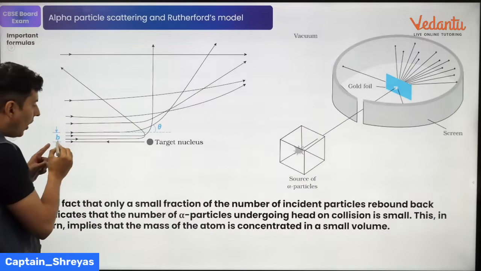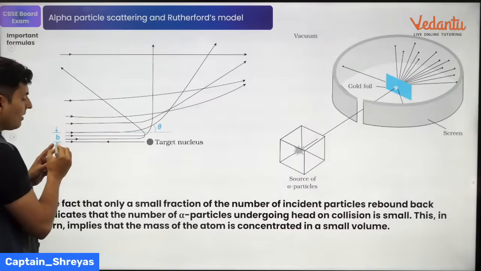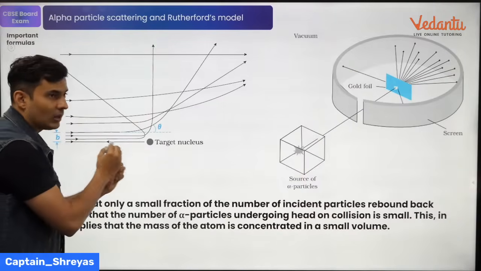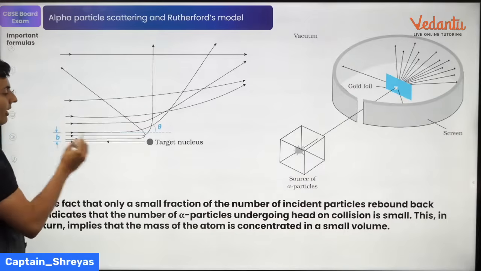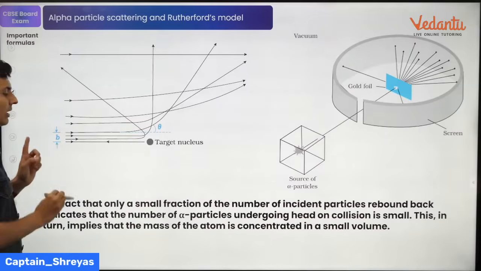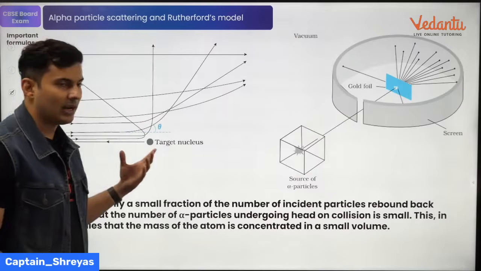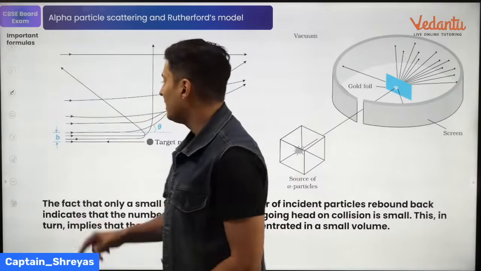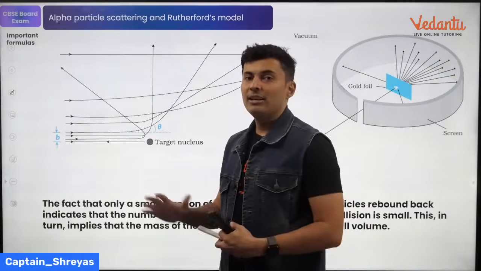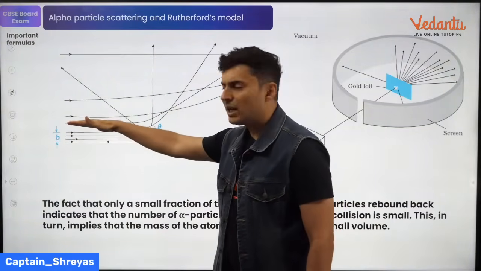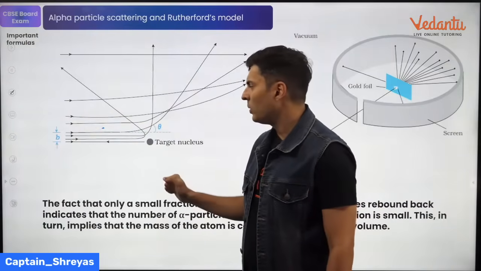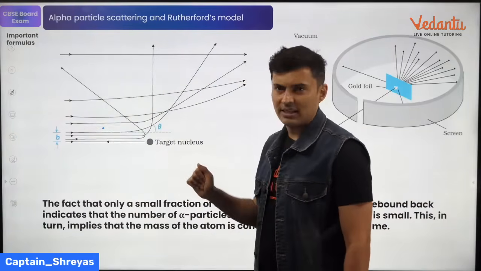Some of them which are targeted on the nucleus, very few of them will get deviated 180 degrees. So this b is also called the impact parameter, which decides how much angle it will get deviated by. If the path is slightly offset by some amount, then you will see the deviation is less.